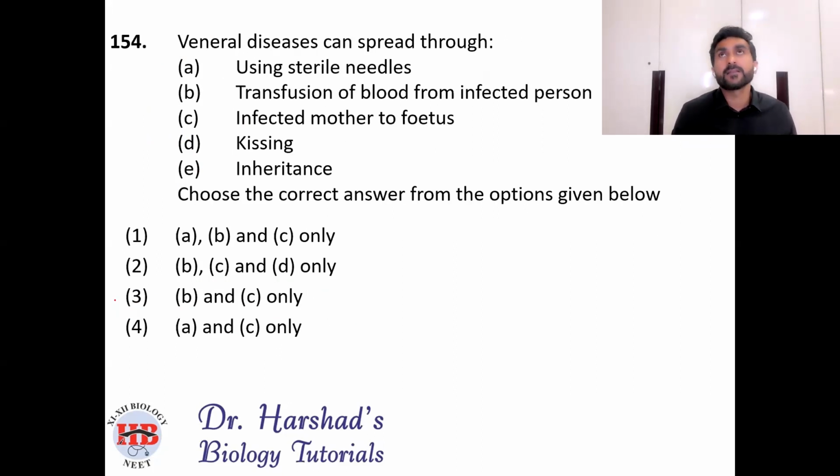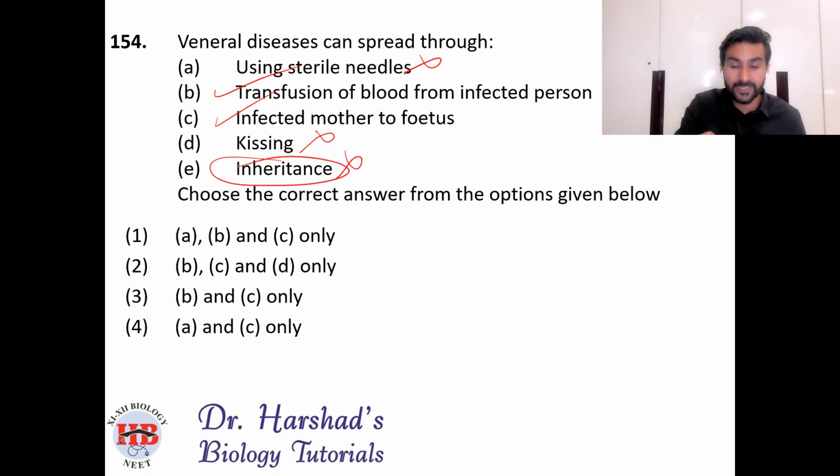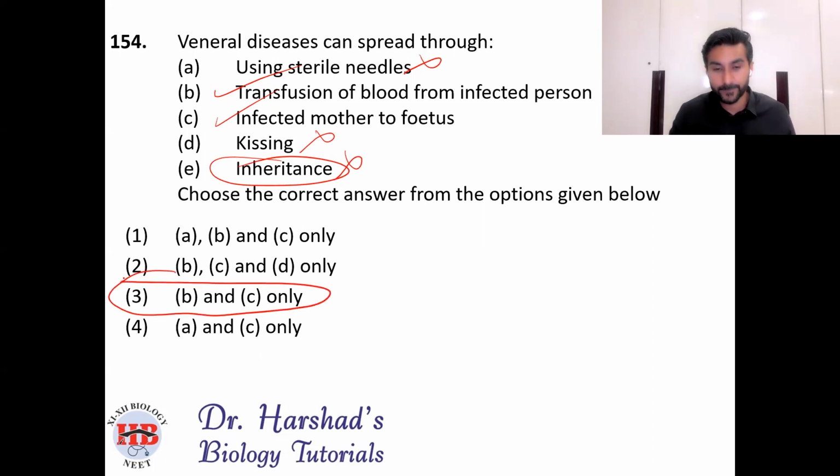Venereal diseases is another term for sexually transmitted diseases. Sexually transmitted diseases spread through unsterilized needles, not through sterile needles, so this is not the correct statement. Yes, it does spread through transfusion of blood from an infected person. It does spread from the infected mother to the fetus. It does not spread through kissing or inheritance, because this is not a genetic disease. So the answer would be B and C, which are modes of spread of venereal diseases.